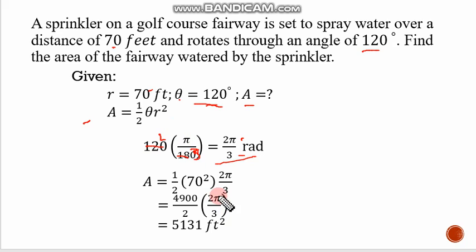1/2 times the radius, which is 70. So 70 squared times 2 pi over 3. 70 squared is 4,900. So 4,900 over 2 times 2 pi, that's 4,900 pi over 3. We will be locating the area of the fairway watered by the sprinkler. So 4,900 times pi, which is 3.1416, divided by 3. If we punch it into our calculator, that's approximately 5,131 square feet.